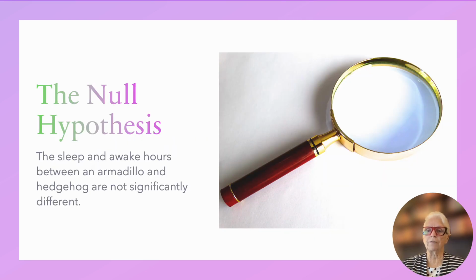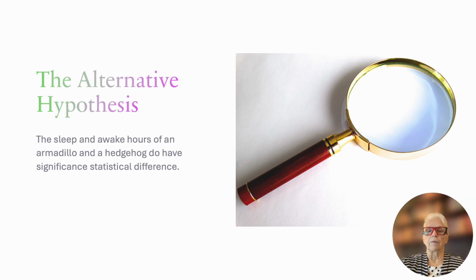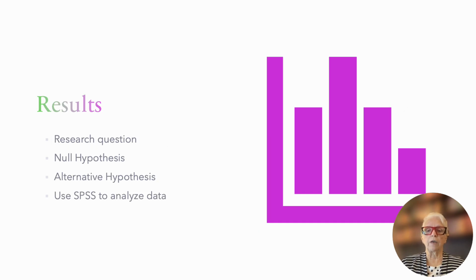Then we form a null hypothesis. The sleep and awake hours between an armadillo and a hedgehog are not significantly different. Next, we form an alternative hypothesis. The sleep and awake hours of an armadillo and a hedgehog do have significant statistical difference. So, we have formed our research question, we've built a null hypothesis and an alternative hypothesis. We would then use SPSS version 29 to run a statistical analysis using an independent t-test.